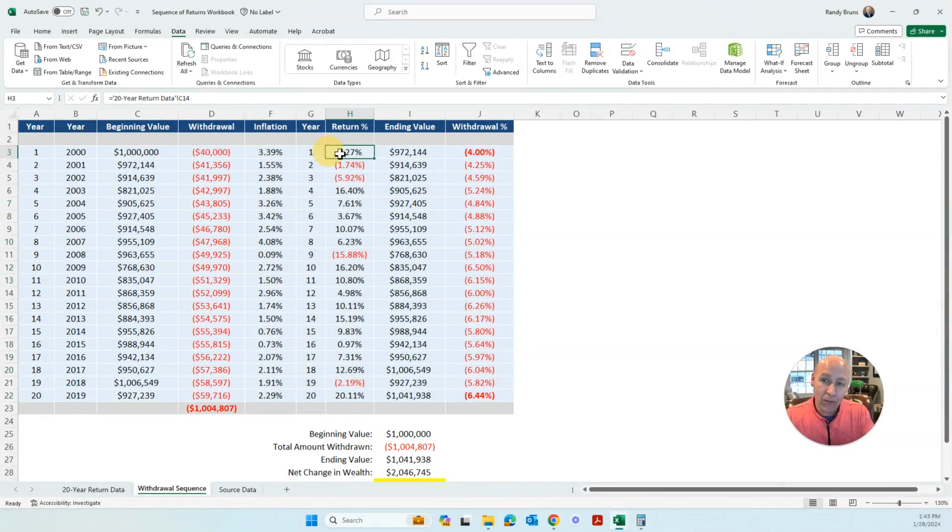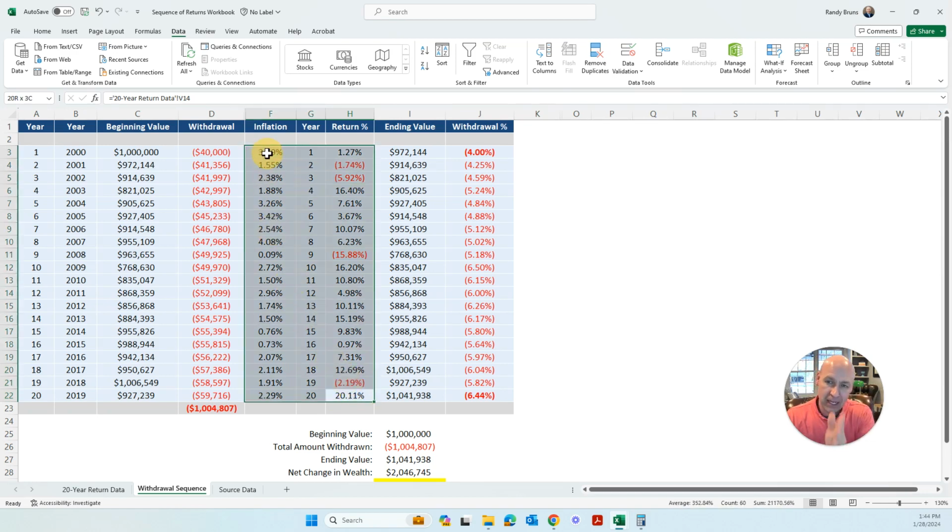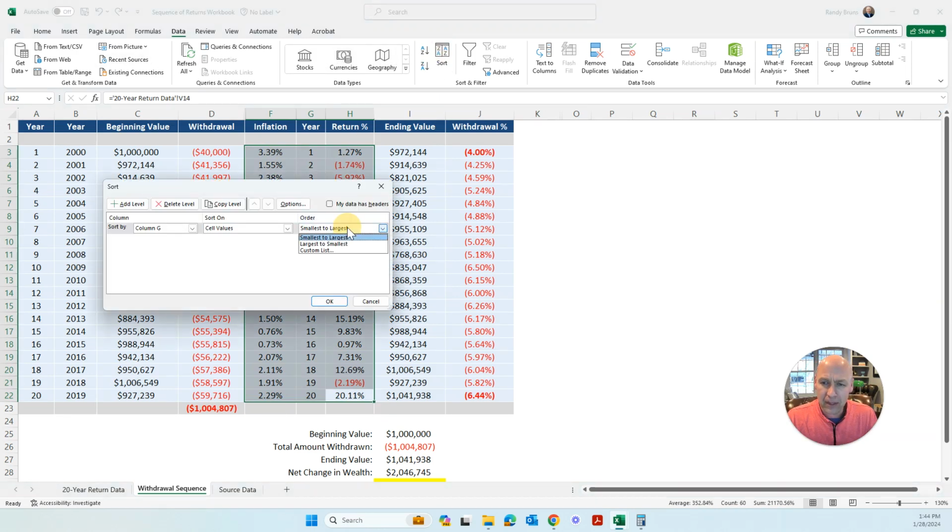We can do one other thing with this worksheet. We can ask, what if we earn these returns in inverse order? So instead of starting with a 1, losing 1.7, losing 5.92, and then ending with a 12, -2, and a 20, what if we started with a 20, a -2, a 12, and then ended with those two negatives and the 1% positive? All we have to do is inverse the returns.